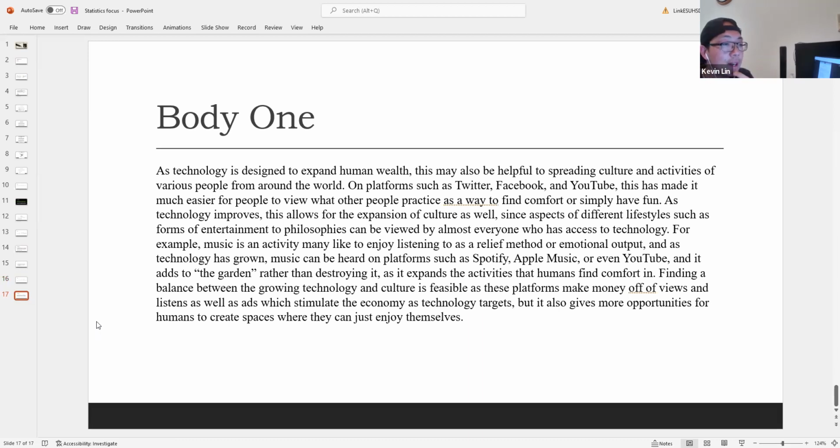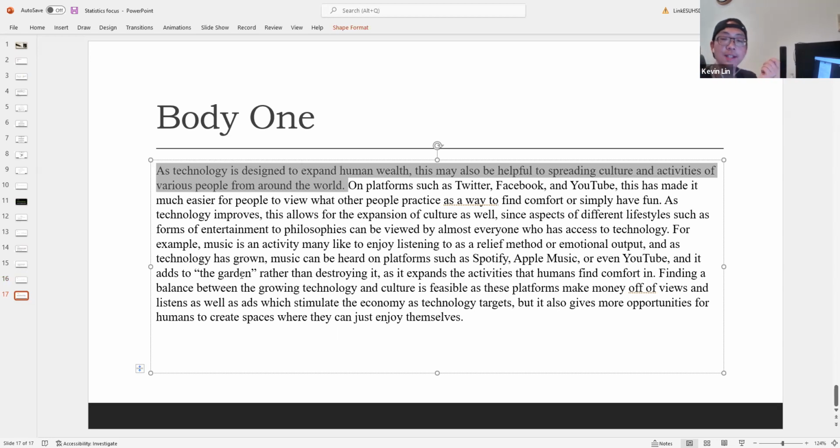So in this first body, they said, as technology is designed to expand human wealth, this may also be helpful to spreading culture and activities of various people from around the world. Okay, this is a nice, smart topic sentence, because now they're tackling that thesis, right? The thesis was, yes, there can be balance between culture and tech and that wealth and everything like that. And in this first paragraph, they're already tackling that it can spread culture while still expanding human wealth. So it's kind of like a win-win situation, a nice balance between the garden and the machine. Well, how's it possible? We'll find out.